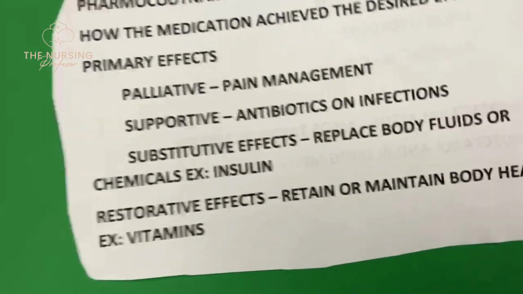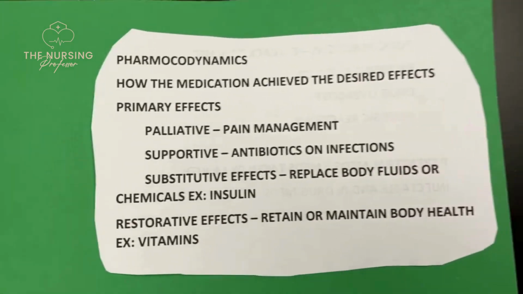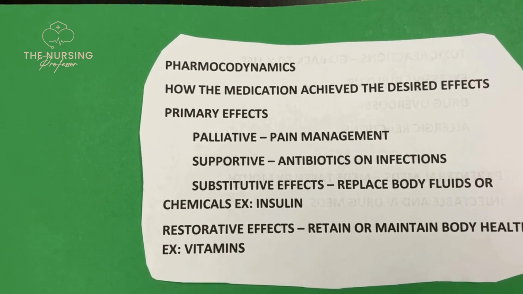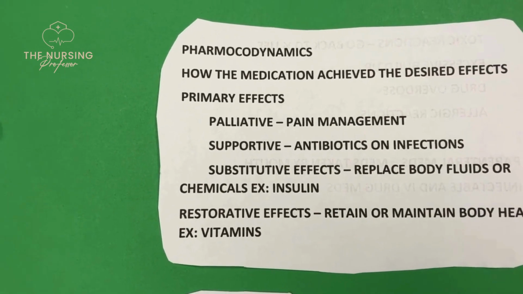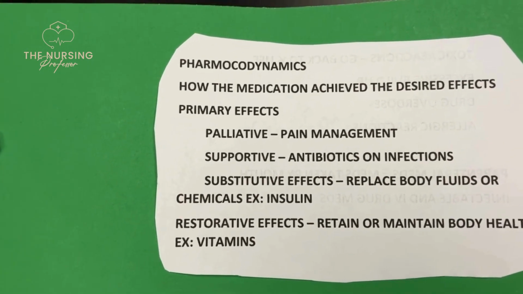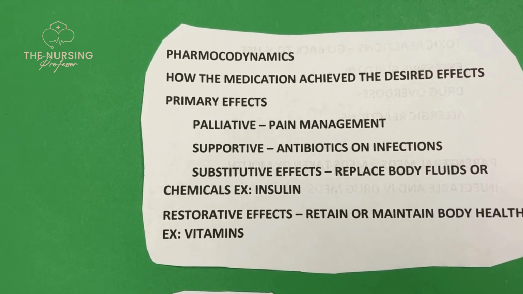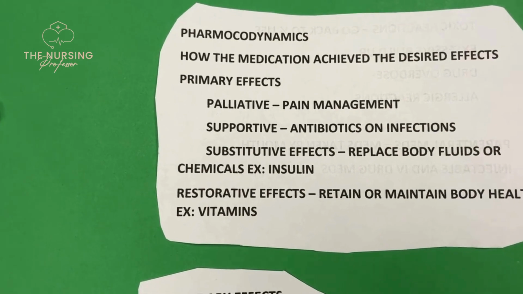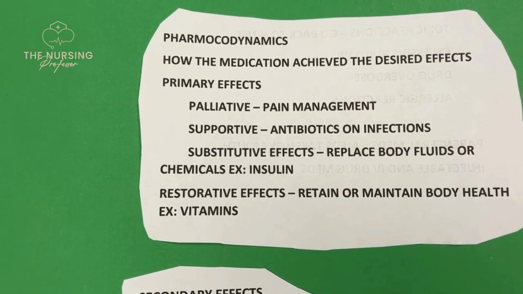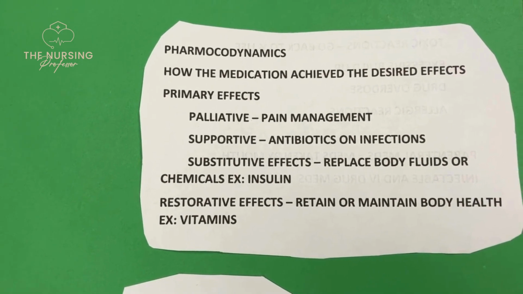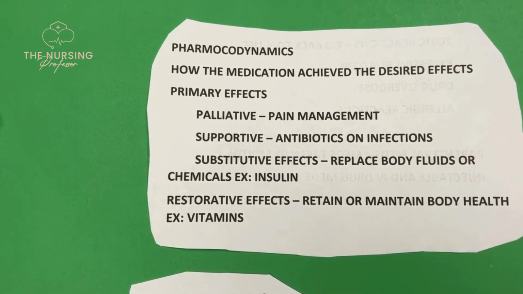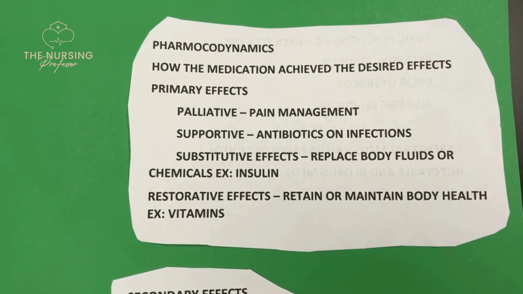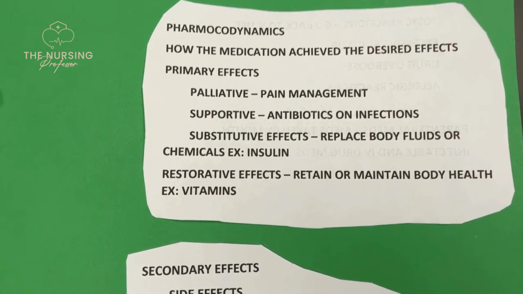Then we move over to pharmacodynamics, which is usually an easier concept to understand, and it's how the medications achieve the desired effects. And we have both primary and secondary effects of medications. So when we talk about primary effects, we're talking about palliative, meaning pain management; supportive, meaning things like antibiotics; substitutive, which would relate to medications that replace body fluids or chemicals, such as insulin. And we also have restorative effects, which would be those things that we take in order to retain or maintain the body's health, like vitamins and supplements.